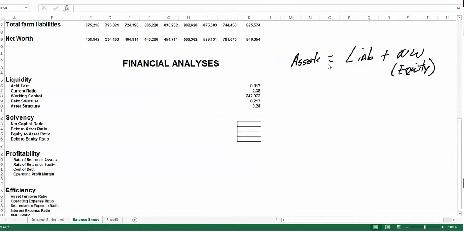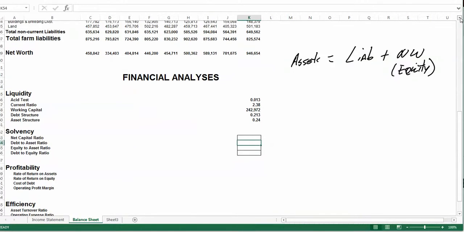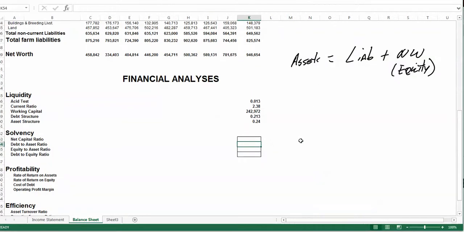The debt to asset ratio and the equity to asset ratio simply look at what percent of assets are debt and what percent of assets are equity. Of course, those two ratios have got to add to 1 because assets are equal to liabilities plus equity. So in order to solve this, we simply need to go find the total asset value, total liabilities, and total net worth. So let's do that for this particular year.